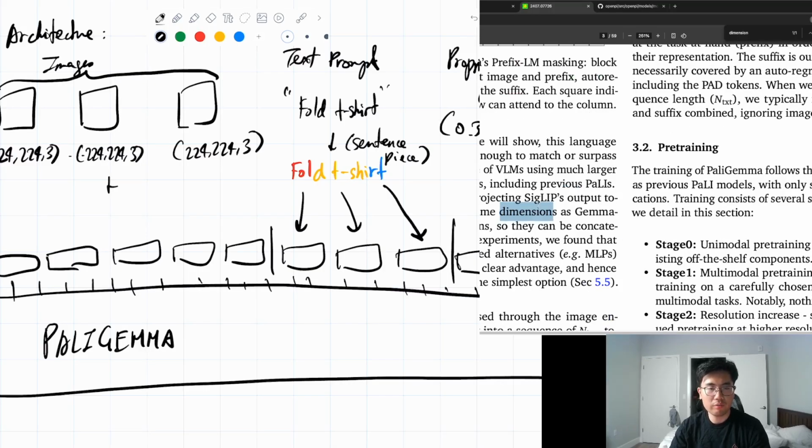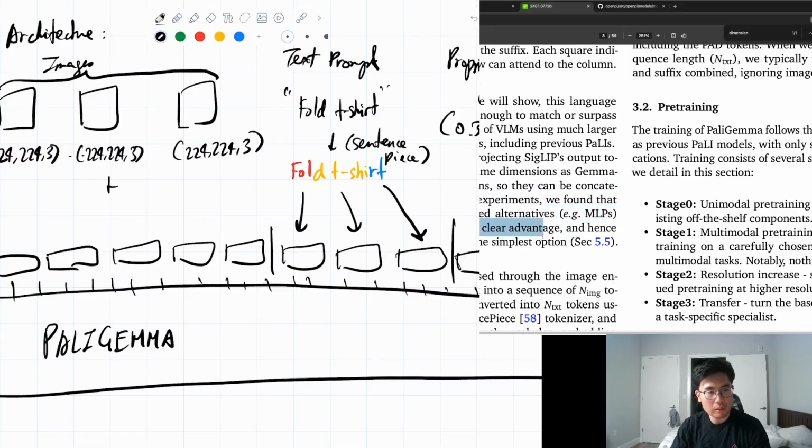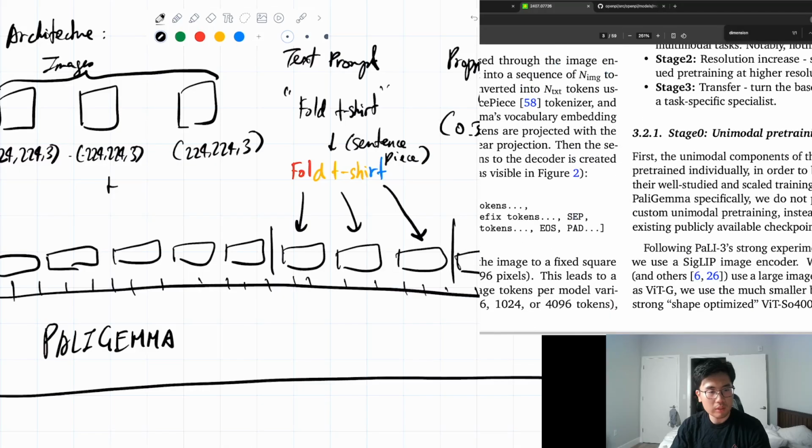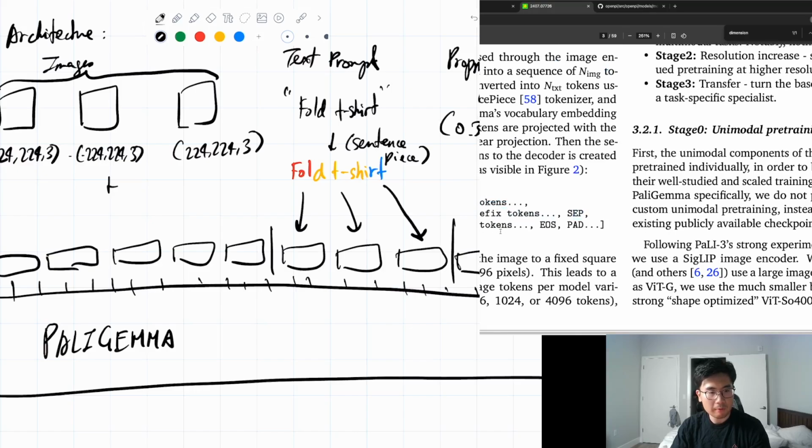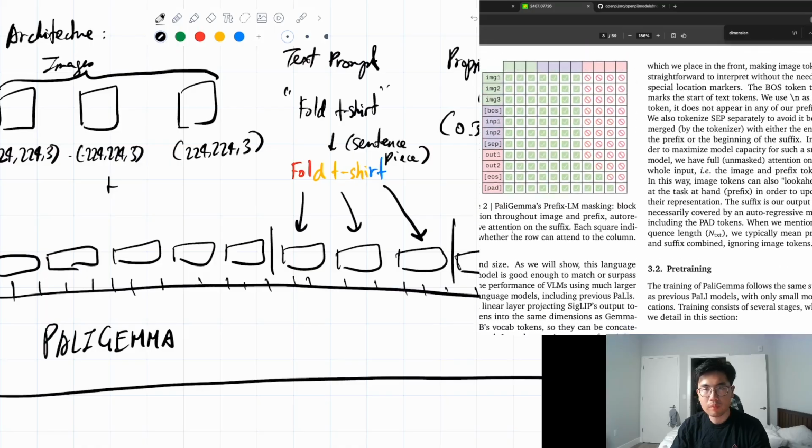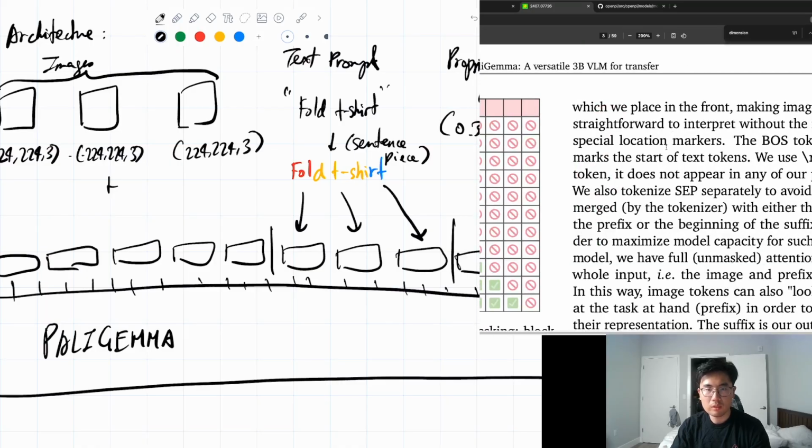So they project it. The vocabulary of Gemma is 2 billion, there's 2 billion tokens. They just do a linear projection rather than more complicated alternatives. So there are image tokens, then a separator, prefix tokens, suffix, EOS. Yeah, there's a BOS token here to mark the separation between images and text.